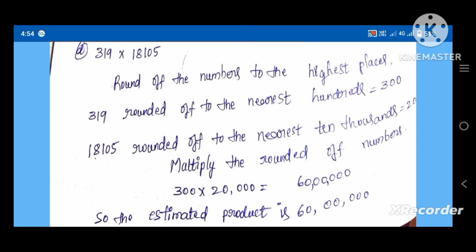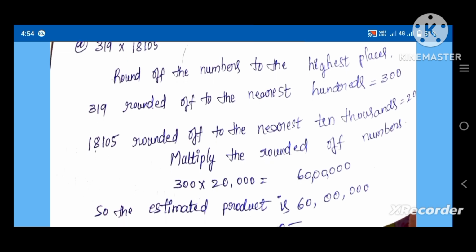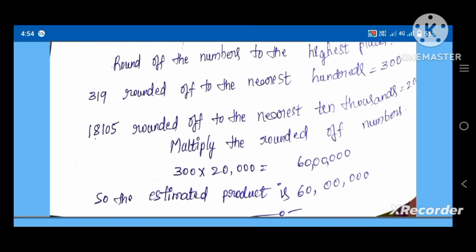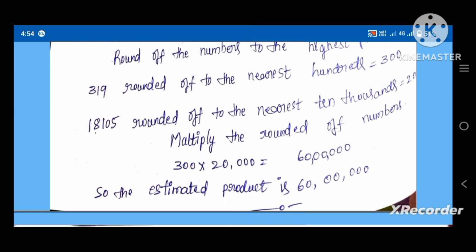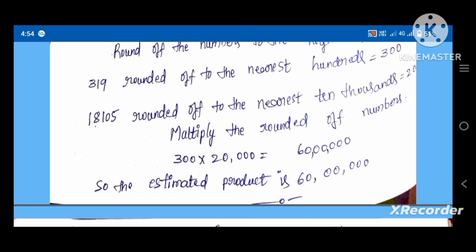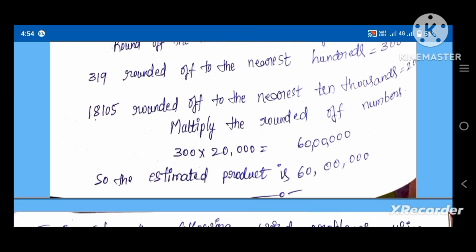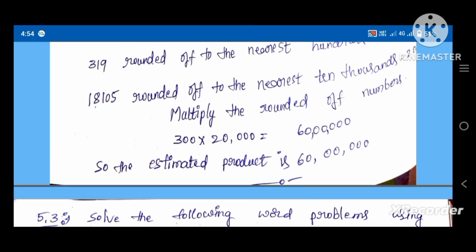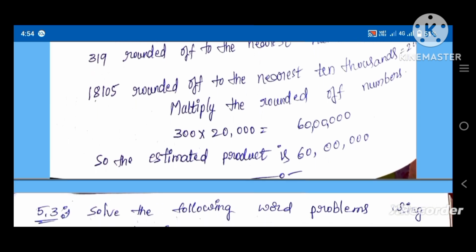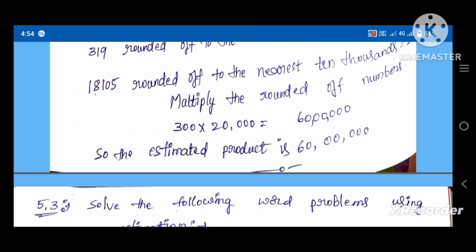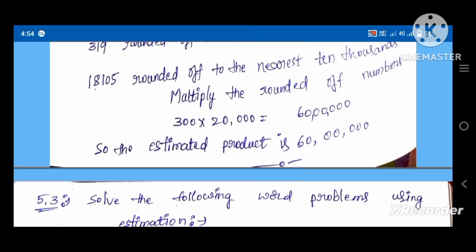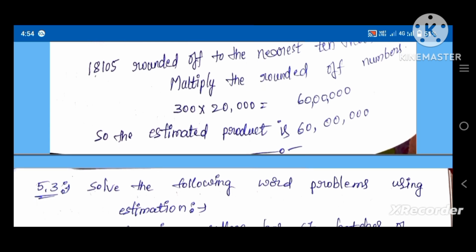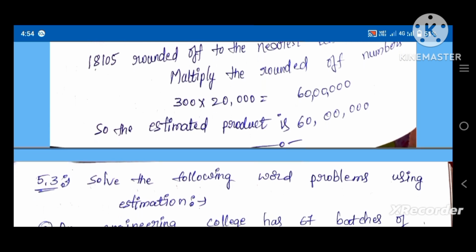Question number D. 319 into 18,105. Round off the numbers to the highest places. 319 rounded off to the nearest hundreds is equal to 300. 18,105 rounded off to the nearest 10,000 is equal to 20,000. Multiply the rounded off numbers. 300 into 20,000 is equal to 60 lakhs. So the estimated product is 60 lakhs.